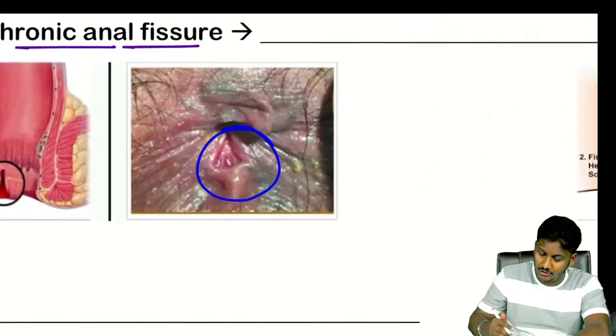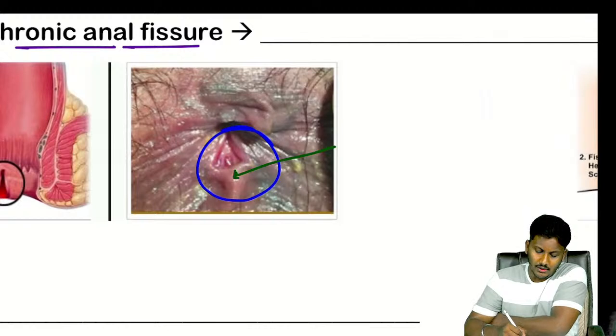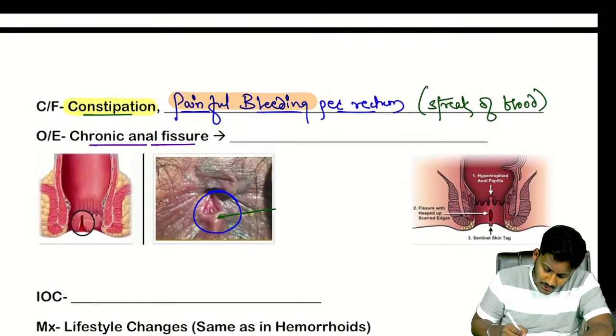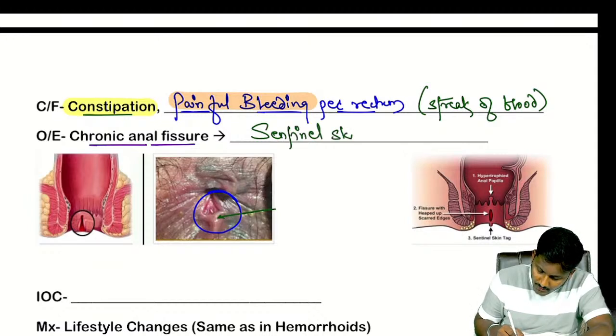So on the examination of chronic anal fissure, can you see this tissue over here? This tissue, beta, is called the sentinel skin tag. So yaad rakhna, whenever there is a chronic anal fissure, beta, you will be able to see this tissue collected over there, and this is classically called the sentinel skin tag. So in patients of chronic anal fissure, we are able to see a sentinel skin tag which will be present.